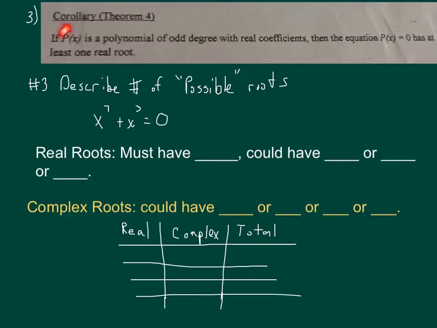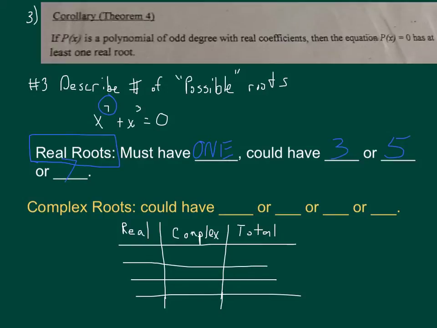Here's the third theorem. It's really a corollary, which is like a theorem. If p of x is a polynomial of odd degree, so that's n equal 1, n equal 3, then the equation has at least one real root. That's essentially what we said before. So for instance here, this is 7th degree, okay? That means it must have one real root. Must have one. It could have 3 because they come in pairs just like the complex roots. It could have 5 or all 7 of them could be real. Okay?